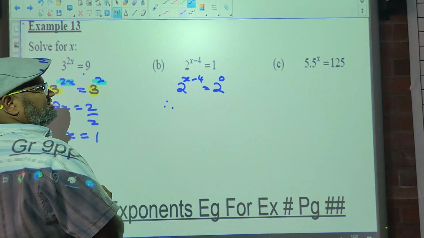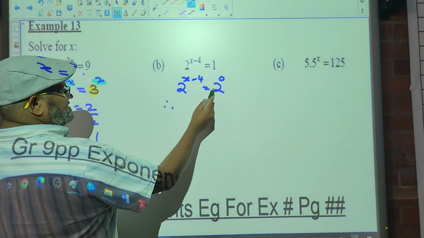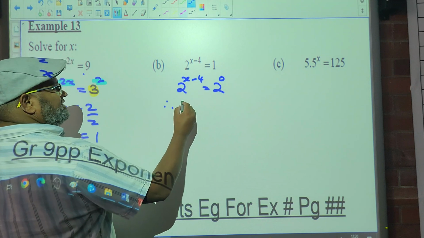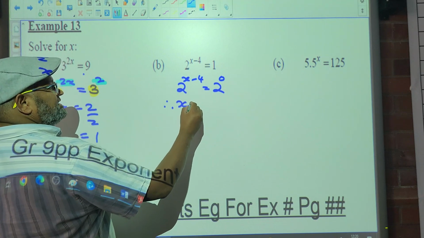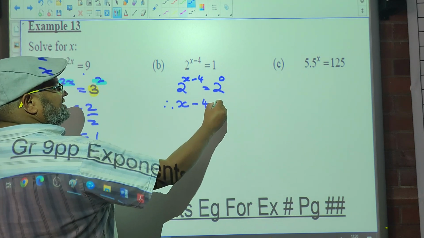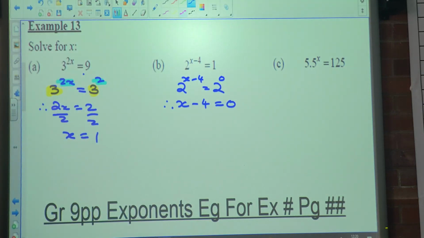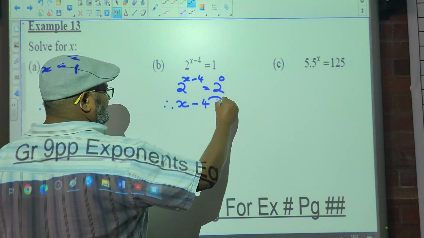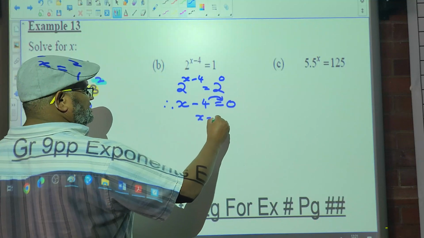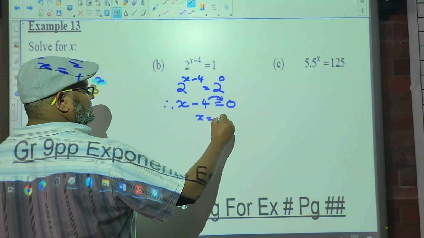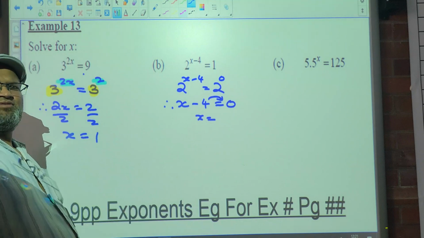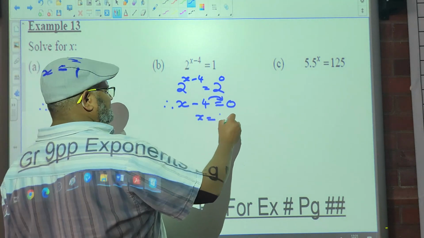Alright. So what can we conclude from here now? Therefore, bases are the same, exponents are equal. So therefore, x minus 4 is equal to 0. You guys understand? So what can we do now? So you get 4 over the equal sign. So x is equal to what? 4.